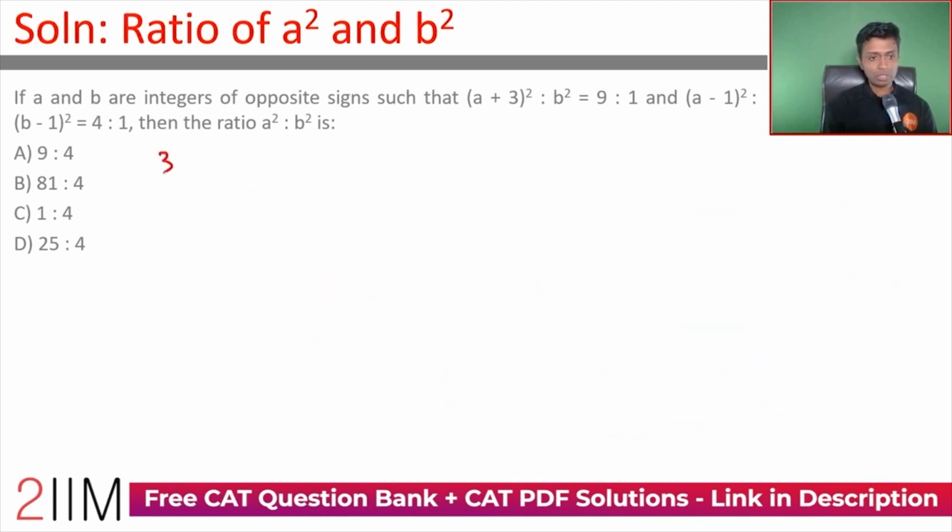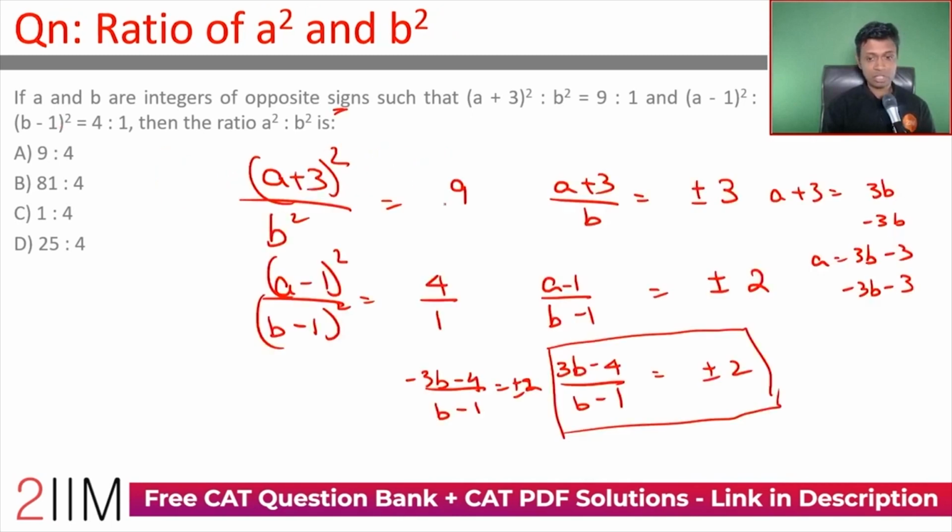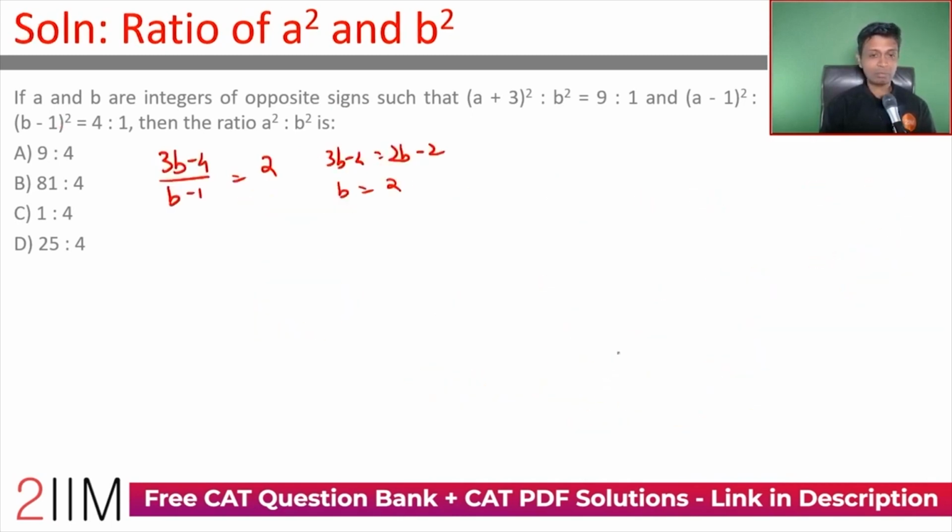Fine, so 3b minus 4 by b minus 1 is 2, or 3b minus 4 is 2b minus 2, b equals 2. And if you put b equal to 2, then b minus 1 whole square is 1, a minus 1 whole square is 4, a is 3 works. In this case we have substituted a is 3b minus 3, b equal to 2 gives us a equal to 3. These are integers, but they are not integers of opposite signs, so this doesn't work.